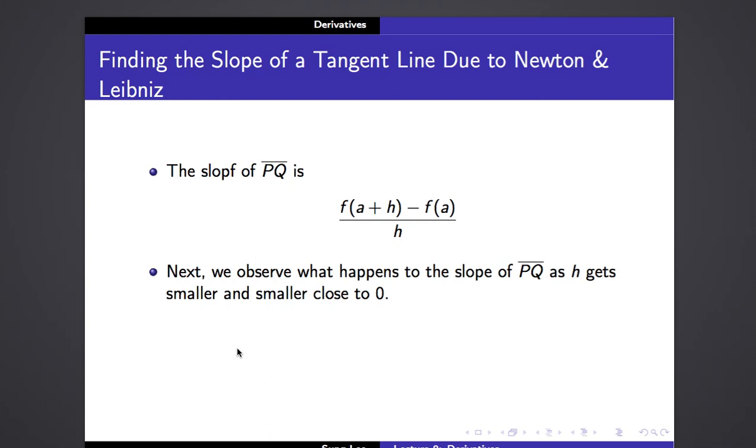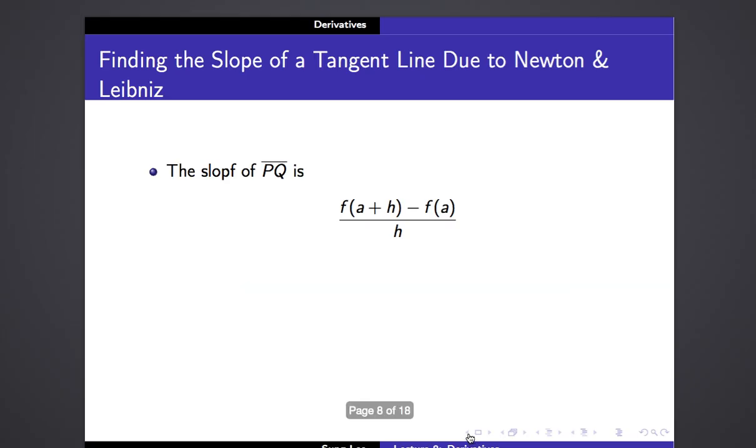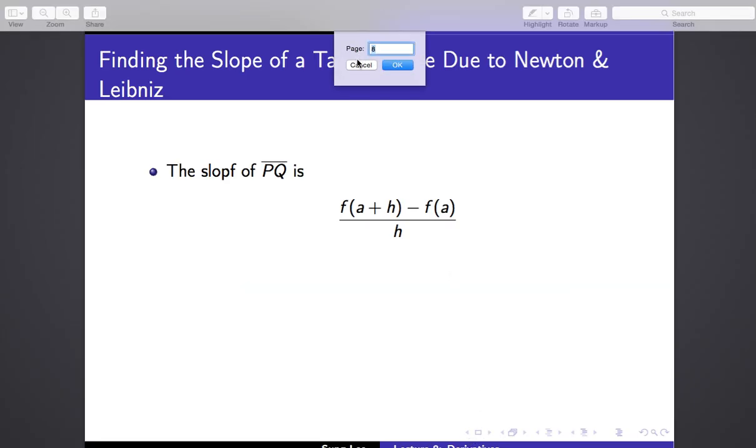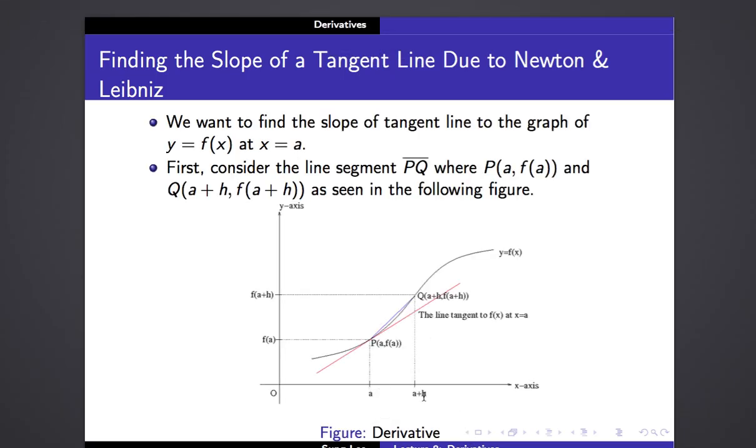Now, we're going to do some experiment here, okay? So next, what we are going to do is to observe what happens to the slope of the line segment PQ as h gets smaller and smaller, close to 0. In other words, we are going to move h closer to 0, which means that this a plus h gets closer to a. In that case, we want to see quantitatively what's going to happen to the slope of this line segment, but also visually what happens to this line segment PQ.